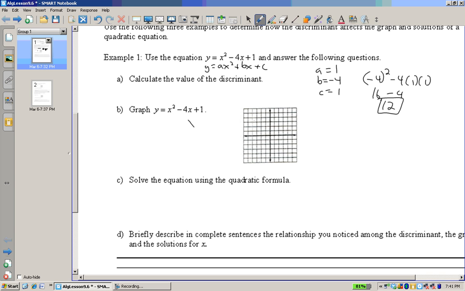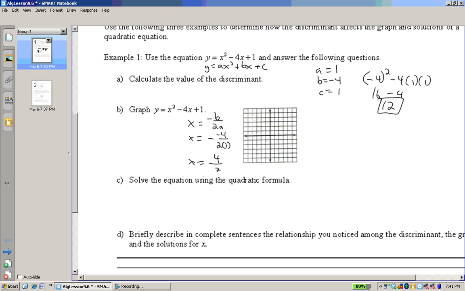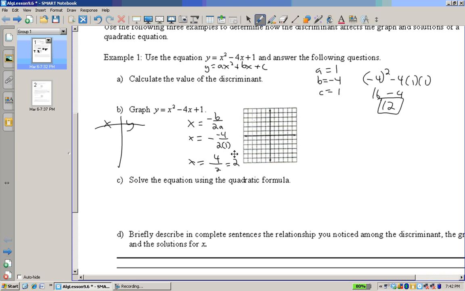Now let's actually graph this. Now remember, to graph, we have to look at the x-coordinate of the vertex, which is going to be the opposite of b over 2a. In this case, b is negative 4, so the opposite of negative 4, over 2 times a, which is 1. The opposite of negative, that's going to be a positive. 2 times 1 is 2, and so 4 divided by 2 is 2. So my XY t-chart, I'm going to start with 2. That's going to be the center. And I'm going to go up 1, up 2, down 1, down 2.